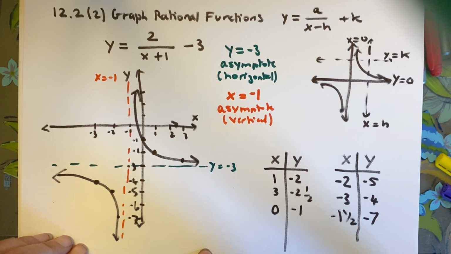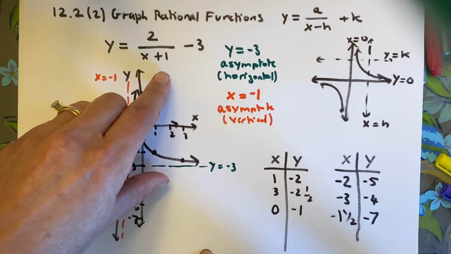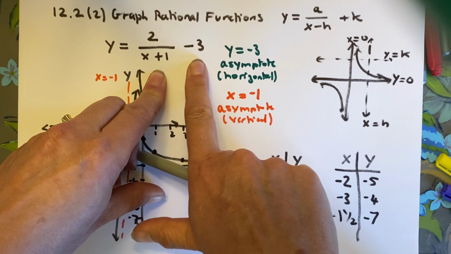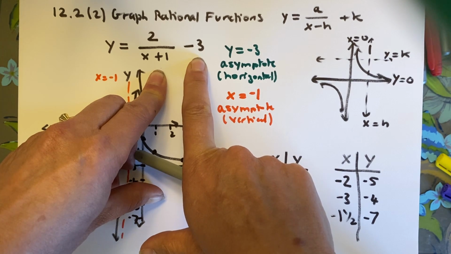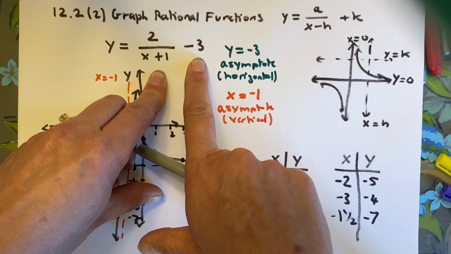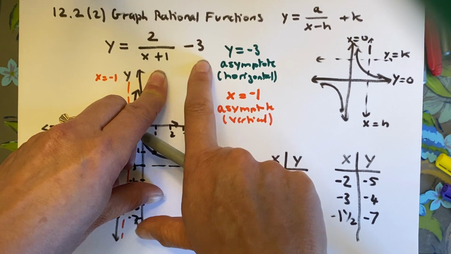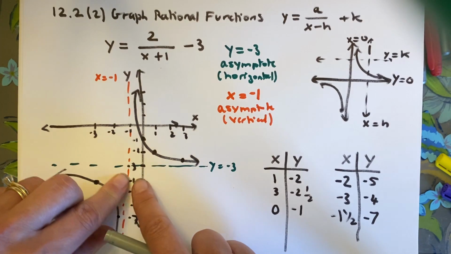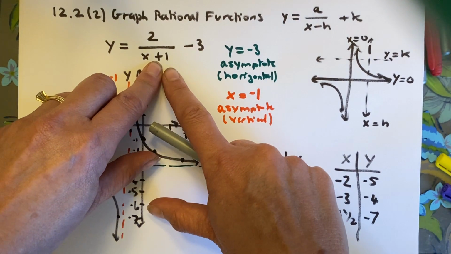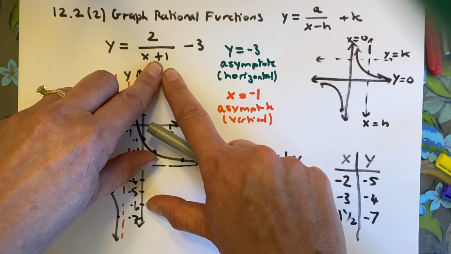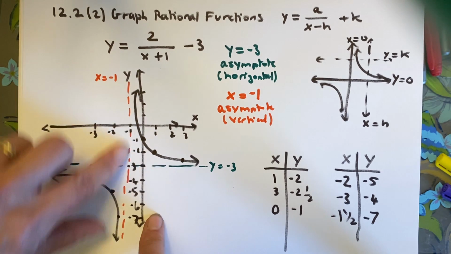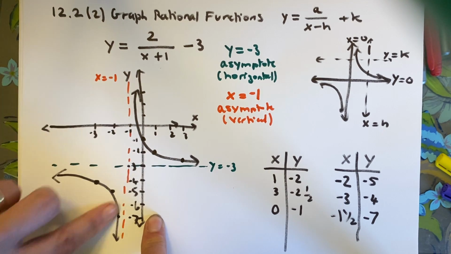So if you look again, you can see that when you look at a rational function, this number here, k, is going to tell you this is going to be a vertical translation, and this is going to be my asymptote on the y equals -3. This is going to be on the x side. This tells me I'm going to have x equals -1 right here as my vertical asymptote.